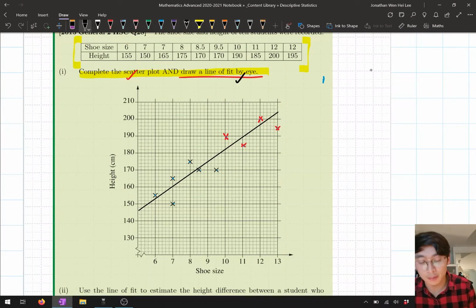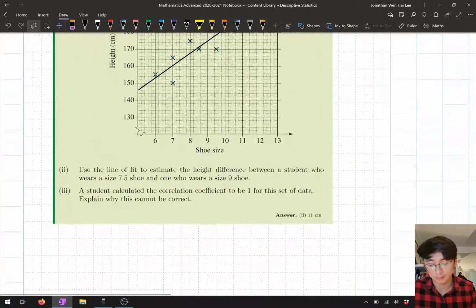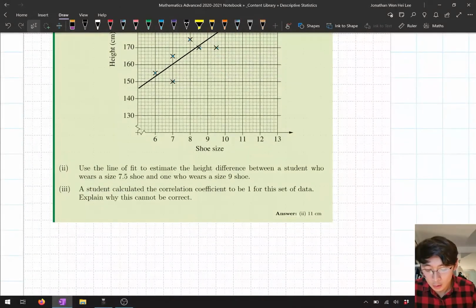Here, what we're trying to do is just create a line where you have half your points above, half of them below, and you minimize the distance between those points and the line. Okay, so I've drawn my data set, I finished the scatter plot, and I've also drawn the line of best fit by eye.